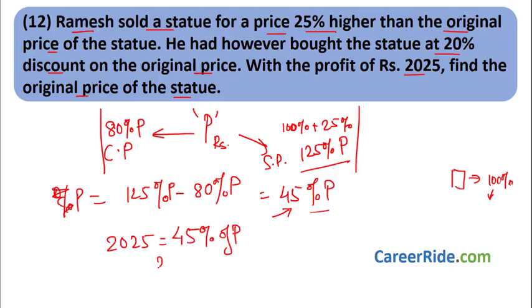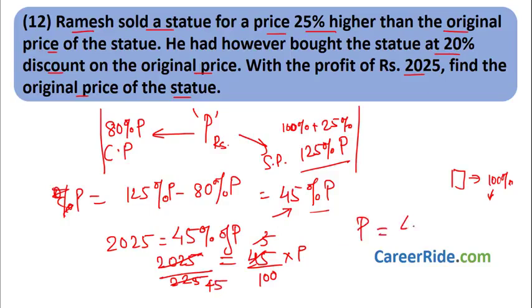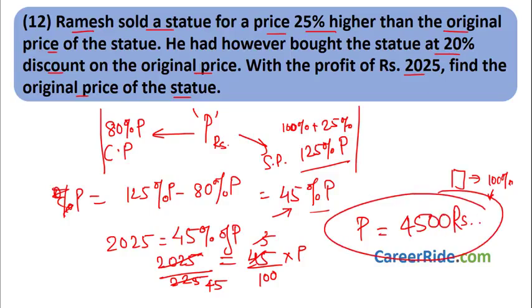Let's solve it. What do we get? 2025 equal to 45 upon 100 multiplied by P. So P would be equal to 2025 into 100 divided by 45, that is 4,500 rupees. This is the original price of the statue.